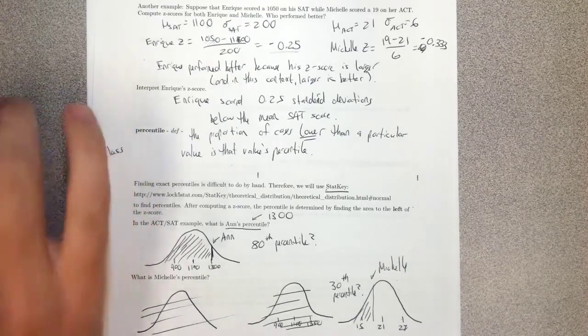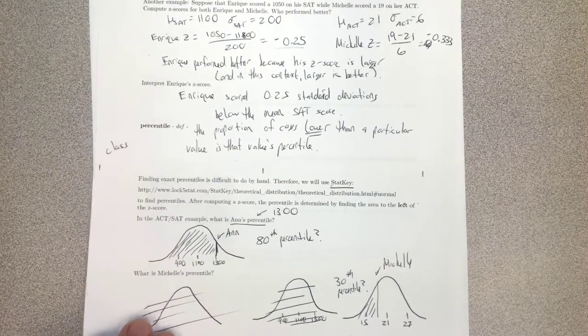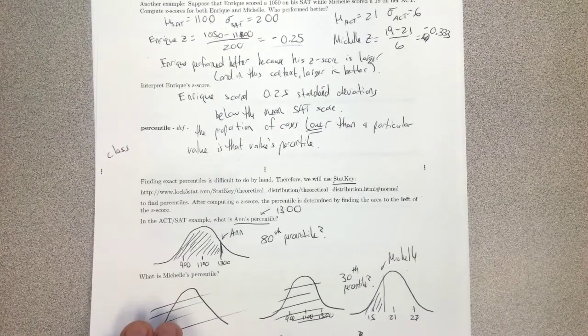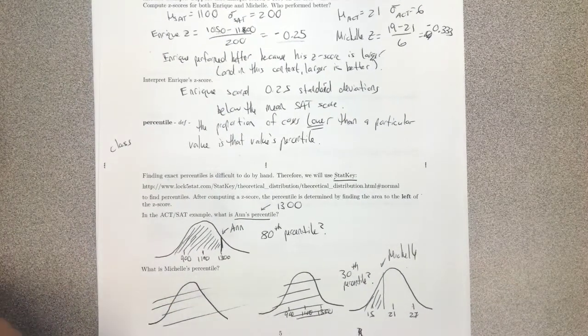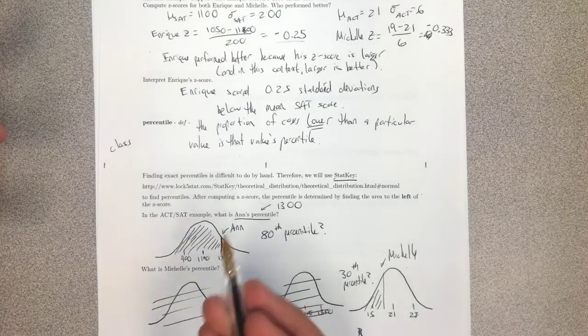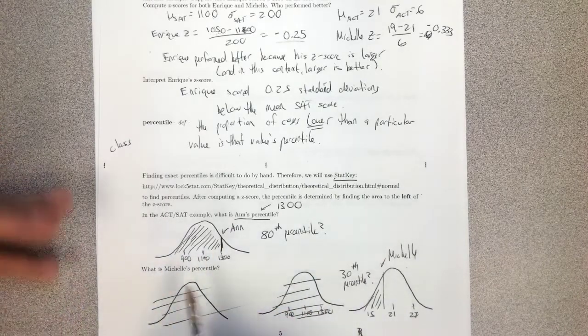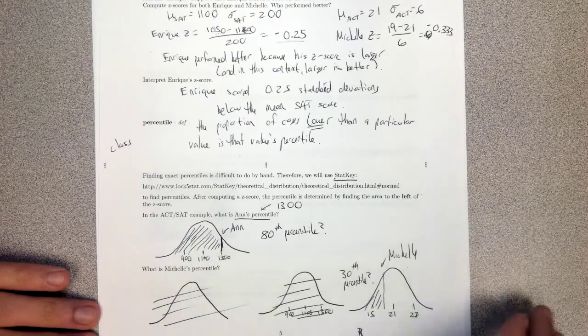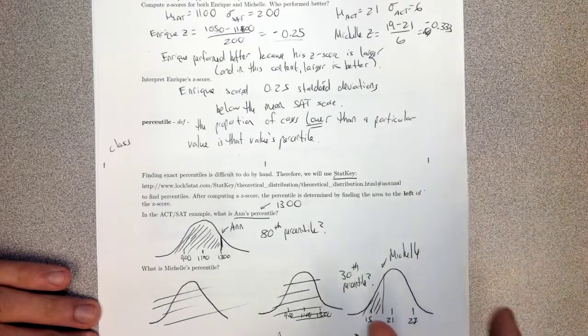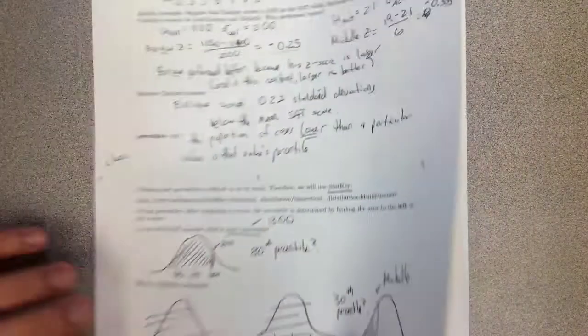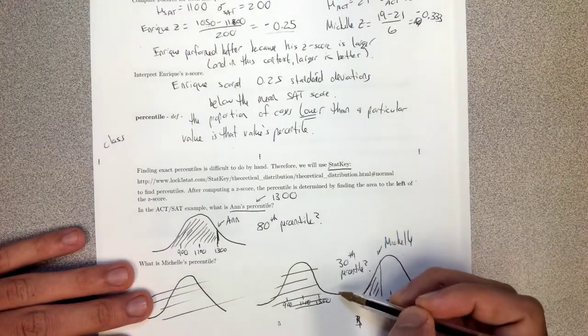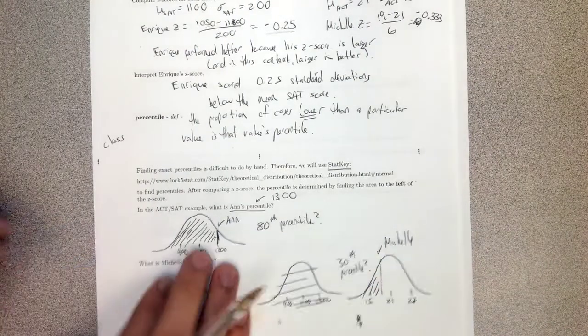So for this video, we're going to start talking about finding probabilities with the normal distribution, and the idea of finding a probability is going to be extremely connected to this percentile idea that we had just talked about. And again, for now, we still haven't used StatKey. We'll get to that next.